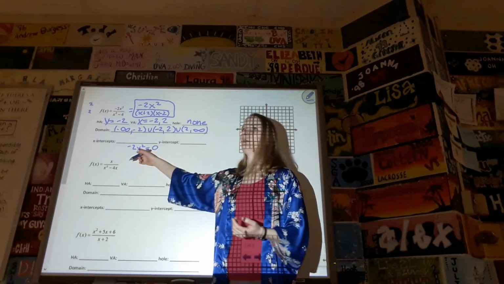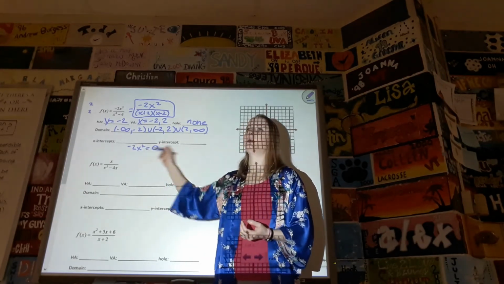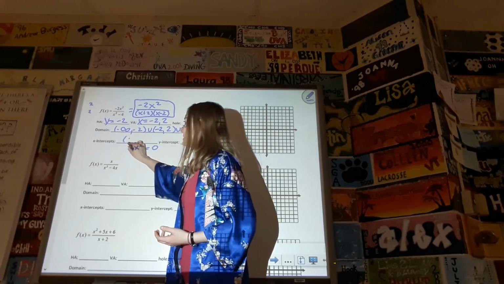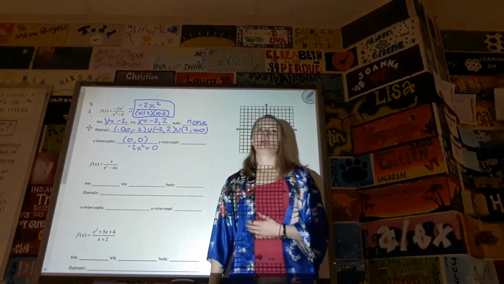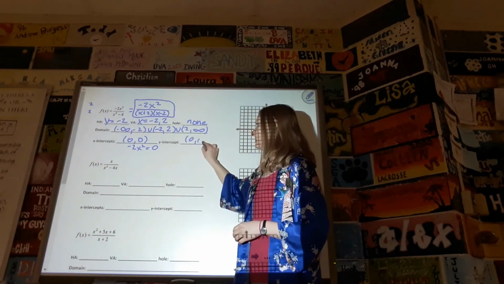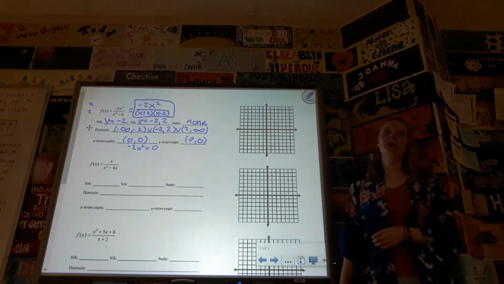No. If I set a monomial equal to 0, what will x always equal? 0. It'll just be 0 every time. So the x-intercept is 0, 0. If the x-intercept is 0, 0, what's the y-intercept? Also 0, 0. All right. So once I have all this information, now we're going to graph this.